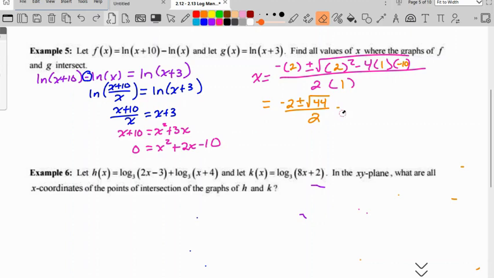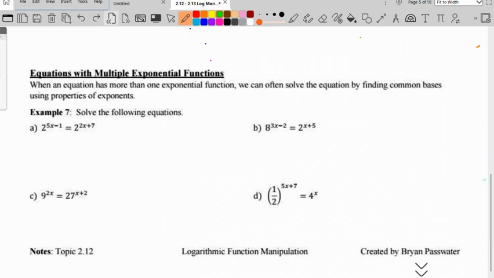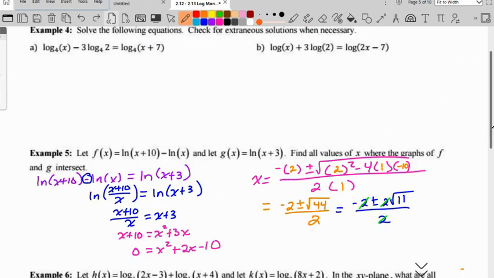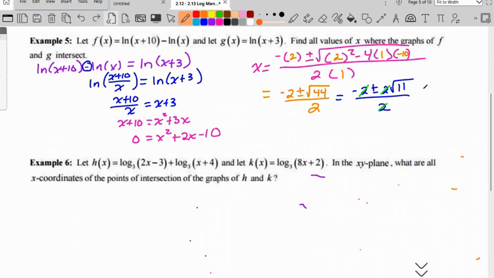Okay, 44 will totally simplify under the radical. So that's going to be negative 2 plus or minus 2 times the square root of 11 over 2, which simplifies because every term has a factor of 2. So that's going to be negative 1 plus or minus the square root of 11. Is that what you got?